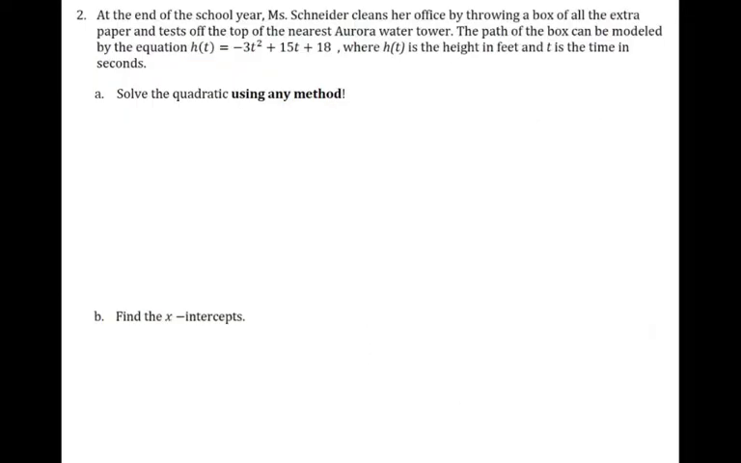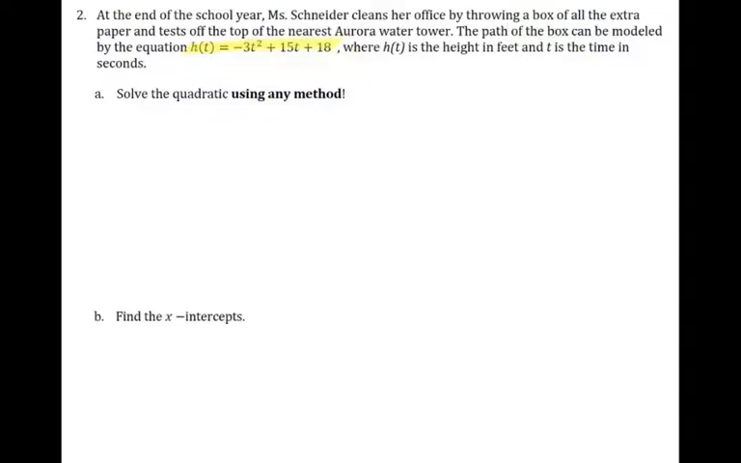Number 2 is a little bit more involved. I should say way more involved because you're doing a quadratic word problem. So at the end of the school year, Ms. Schneider cleans her office by throwing a box of all the extra paper and tests off the top of the nearest Aurora water tower. The path of the box can be modeled by this equation, where h of t is the height in feet and t is the time in seconds.